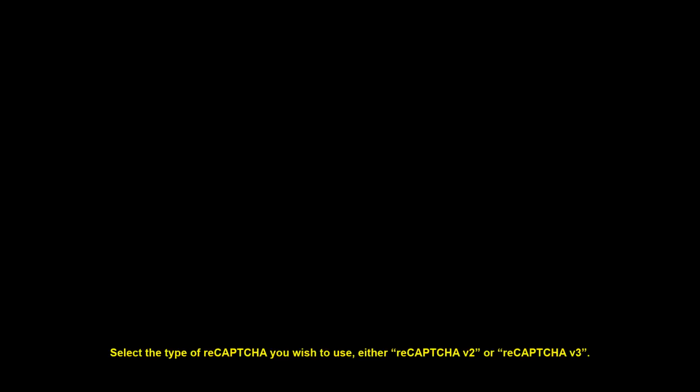Select the type of reCAPTCHA you wish to use, either reCAPTCHA v2 or reCAPTCHA v3. Provide the required information, including the label for your reCAPTCHA project. Next, add the domain names for your app, and for mobile apps, use your package name. Review and accept the terms of service, then click the Submit button. After submission, you will receive a site key and secret key.